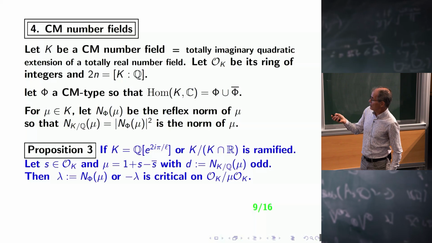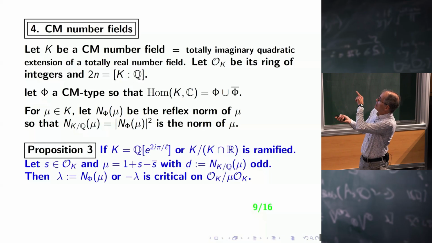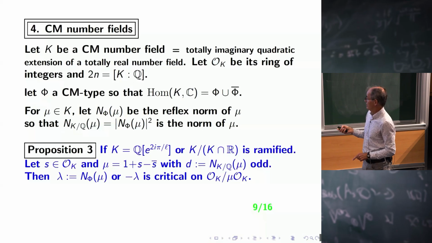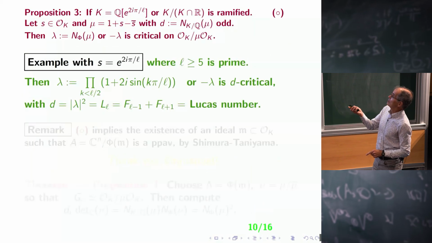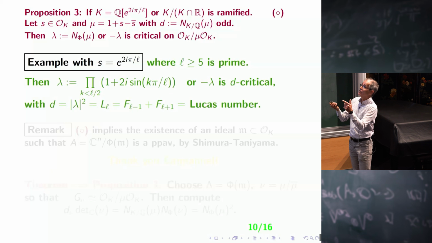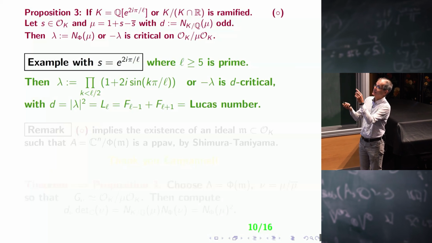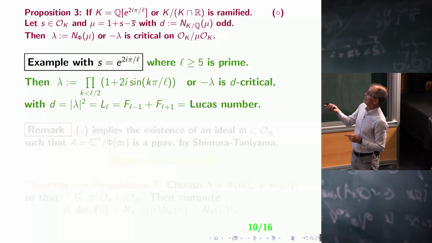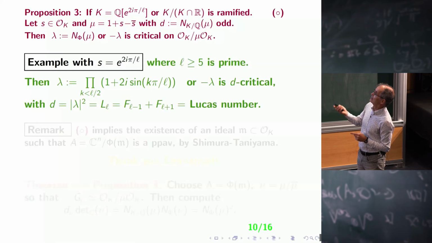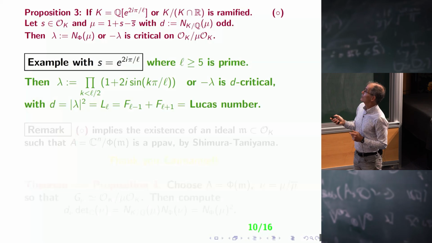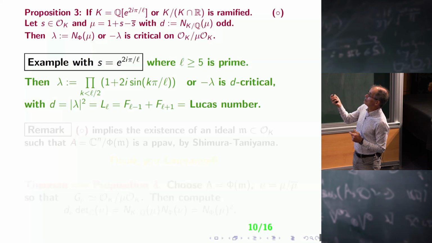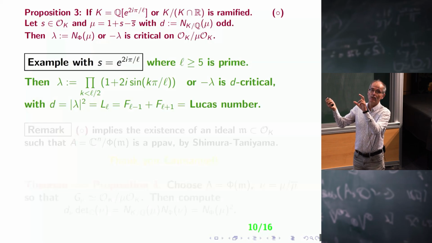So let me now give an application where I take S to be just e to the 2iπL. So this is my example. If I take S to be e to the 2iπL, when I'm writing S minus S bar, I get a 2i sine of kπ over L. And here I'm assuming L to be prime, and it's nice to assume L to be prime because the quotient group then will become cyclic.